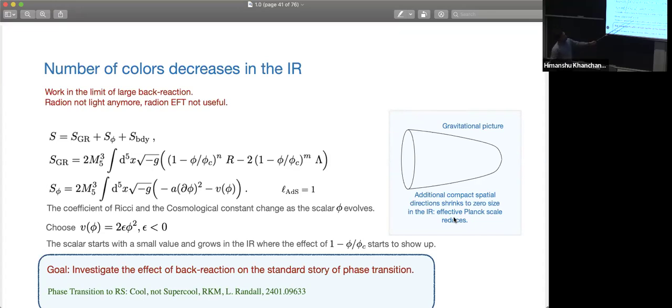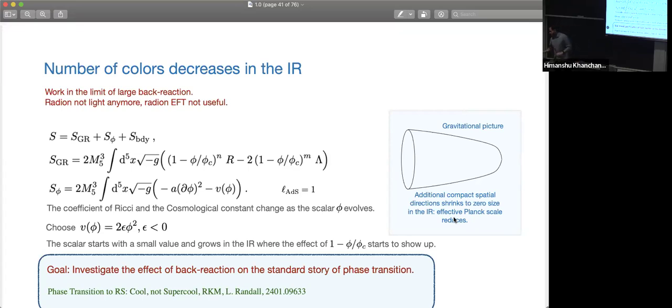So you can model that by making the coefficients of Ricci and the cosmological constant change as the scalar changes. Okay, so right now I'm still putting it as a model. There is a scalar with a kinetic term and a very simple potential. Epsilon is chosen to be negative so that phi starts with a small value and becomes larger in the IR. So this grows. When phi is very small, you can just drop this term, right? Because it's 1 minus a small number, it's 1. But as phi becomes bigger and bigger, at some point this effect will start becoming important.